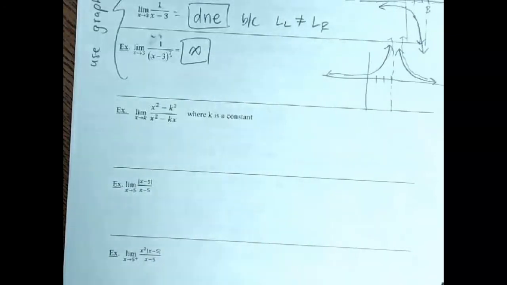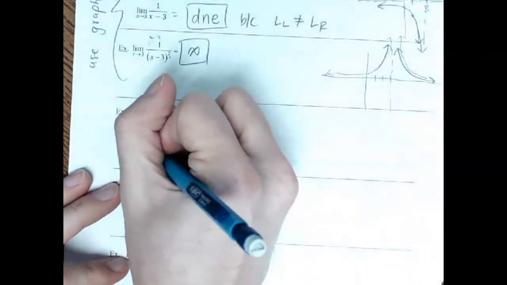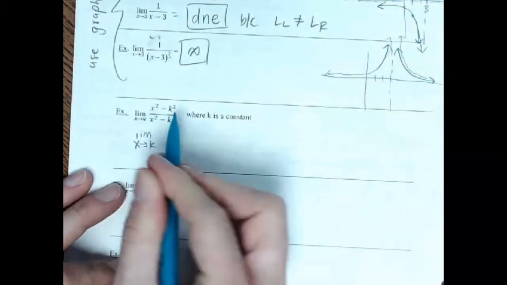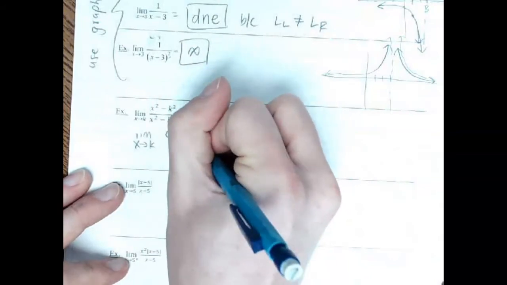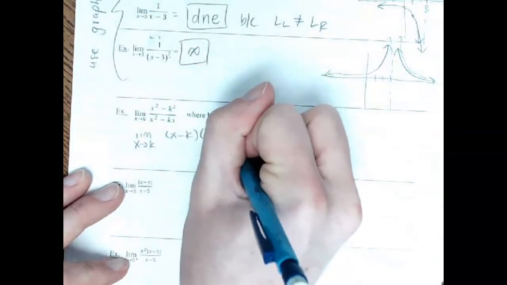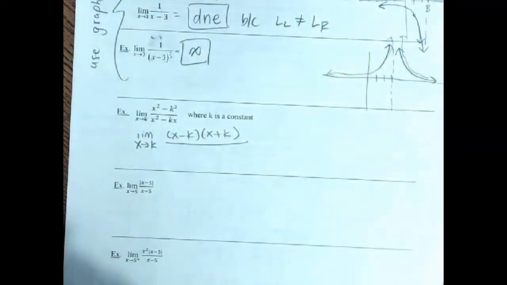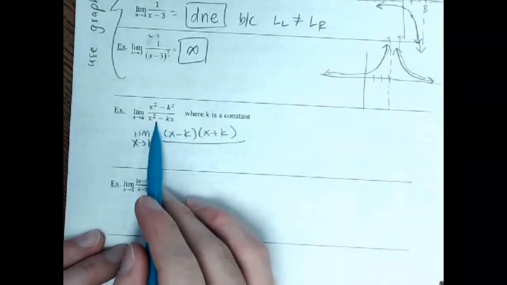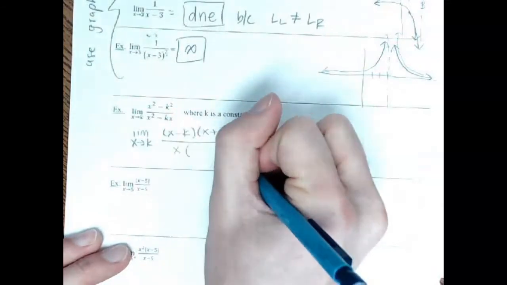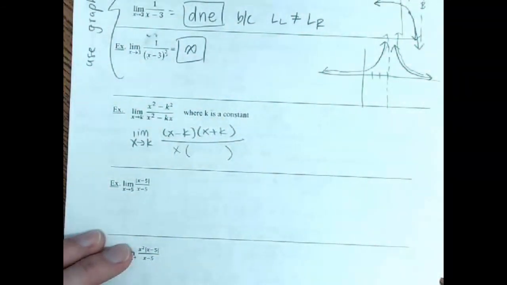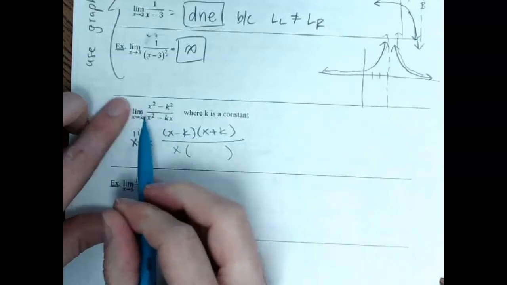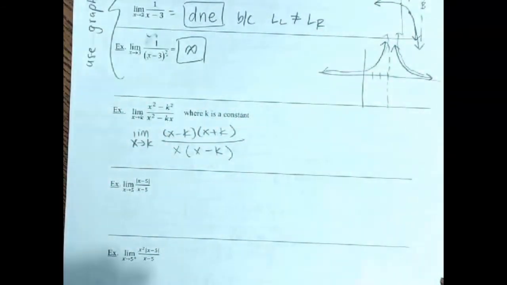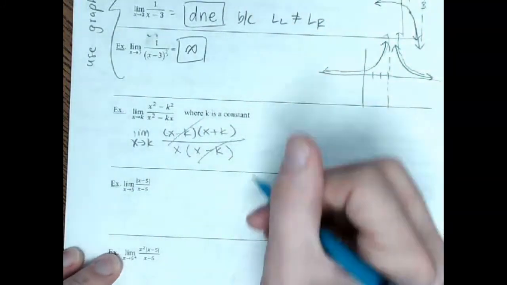But really, we can factor this guy, limit as x is approaching k. This is a difference of two squares, so it's going to factor x minus k, x plus k. And then in the denominator, it looks like you can factor out an x. And then after you factor out an x, you'll have an x minus k left over. And then you have that chunk and that chunk, which reduce.